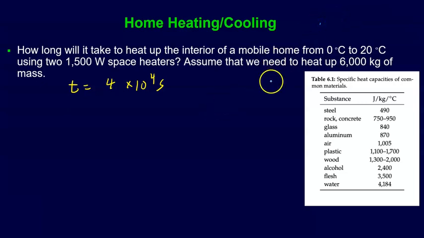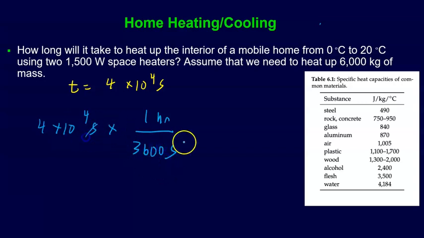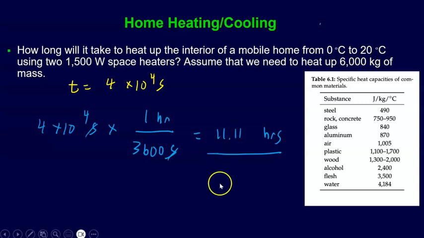Now that's not super convenient, because when I think about that, I'm like, how long is that? I don't really know. So what we will typically do, when it's that huge, is transfer this into something else that makes a little bit more sense to us. I know 1 hour is 3,600 seconds. So again, the seconds cancel, and it's 4 times 10 to the 4th divided by 3,600, and I got 11.11 hours. So somewhere around 11 hours is what it's going to take to heat up this room with these two space heaters.